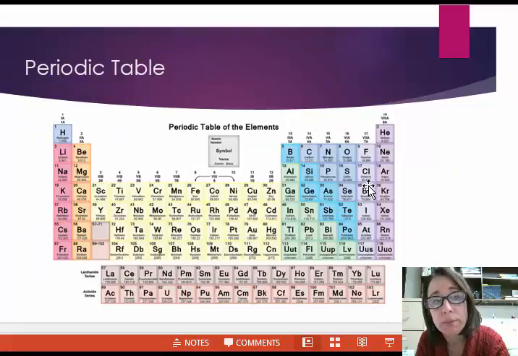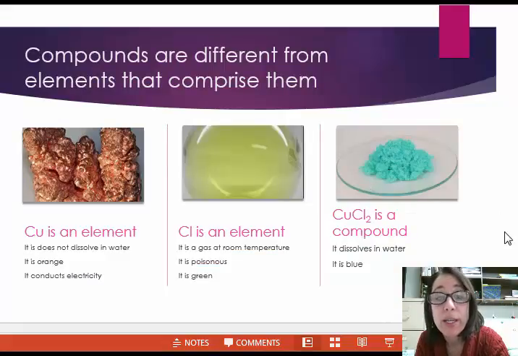Chlorine is also an element, number 17 on the periodic table. Chlorine is a gas at room temperature, it is poisonous, and it is yellowish green. Copper(II) chloride is made of copper and chlorine, but this compound is completely different than the elements that make it up. Unlike chlorine, it is a solid at room temperature. Unlike both elements, it dissolves in water. And unlike both copper and chlorine, it's blue. There is no way, by looking at this compound, that we could figure out what elements comprise it.